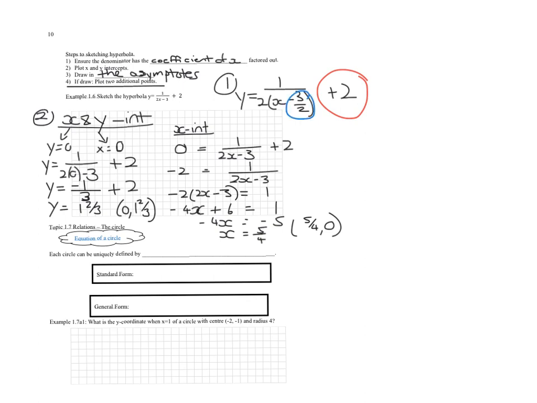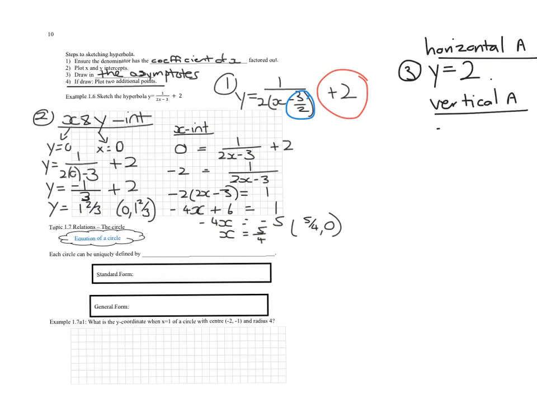So in this case, in step 3, and you can hopefully write these steps a little bit more linearly under each other, you're going to get your horizontal asymptote as being y equals 2, and your vertical asymptote is going to be x equals 3 on 2. And that will tell us all the information we need to know to sketch it. And again, if we were going to draw it, we would just find 2 more points.